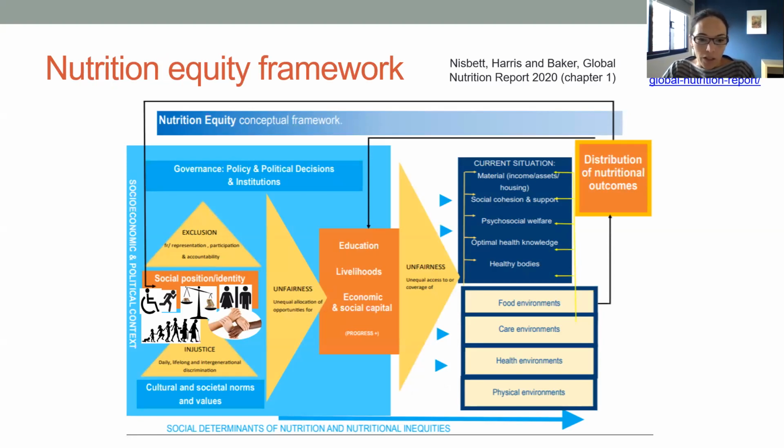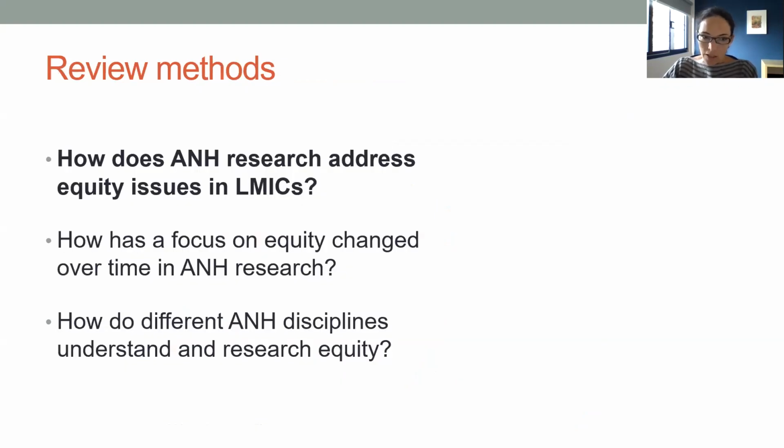This framework of nutrition equity explains those processes, and you can read more about it in the 2020 Global Nutrition Report, which we wrote this year, and which this year focused explicitly on nutrition equity. So for this paper, we wanted to look at the literature and see the full range of ANH work on inequity and inequality. We used the ideas from this framework to search for and classify papers in a scoping review.